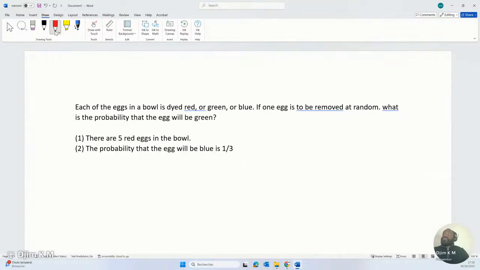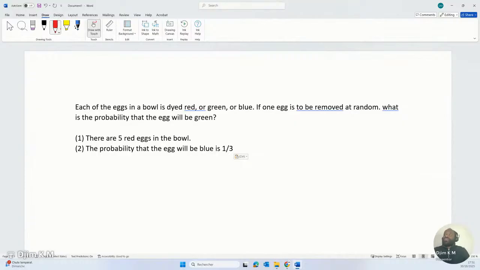So let's solve this question. Each of the eggs in a bowl is dyed red or green or blue. If one egg is to be removed at random, what is the probability that the egg will be green?